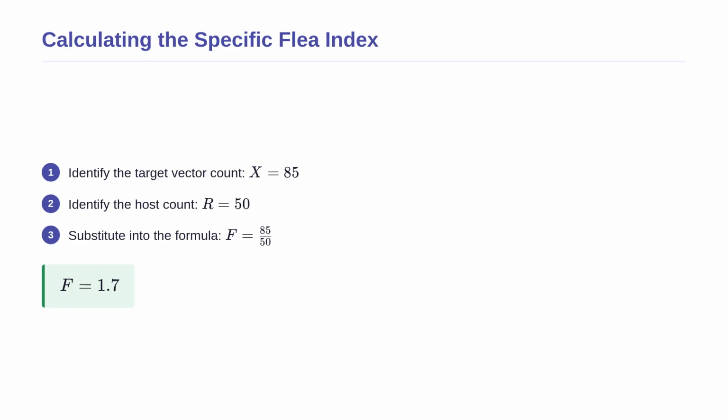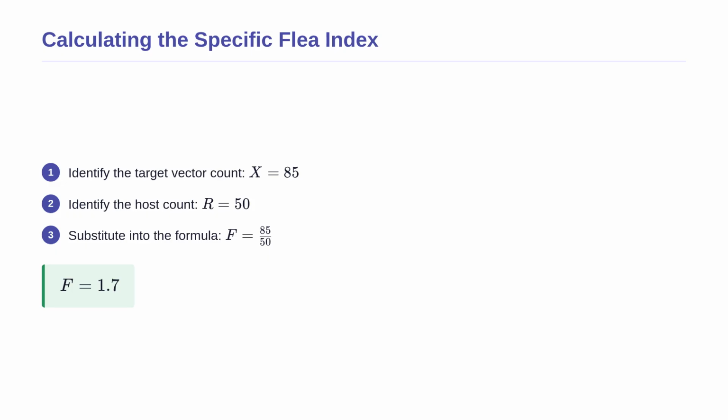Let us put this formula into practice with a real-world scenario. A medical team captures 50 rats and collects 120 total fleas. However, only 85 are identified as Xenopsylla cheopis. What is our index? First, we must carefully select our data. We only use the specific vector count, so X equals 85. We ignore the other 35 fleas because they are poor vectors.